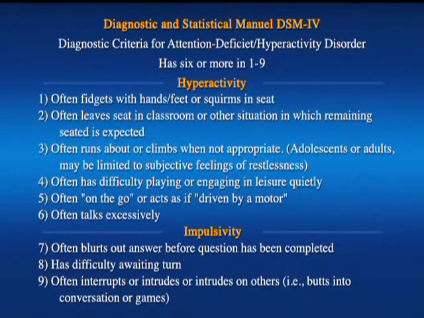Often talks excessively. Now, what we see in this group of symptoms in 1 through 6 is a poorly regulated response to task demand in a situation, and that's where you have excessive fidgeting, restlessness. The child looks like they're on the go. They exhibit an excessive amount of movement not required to complete the task.